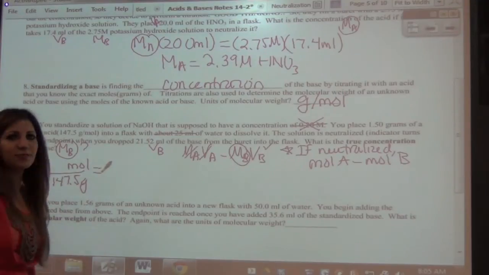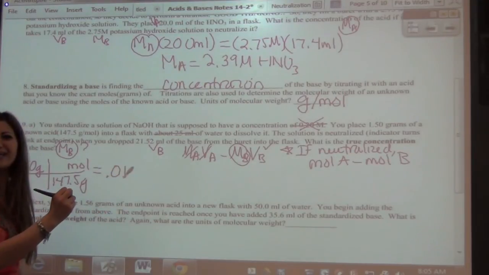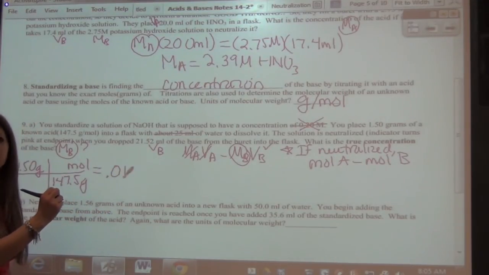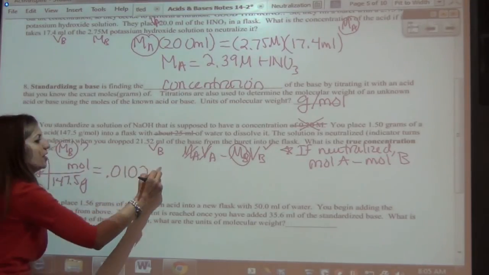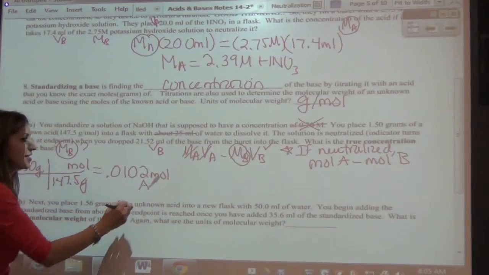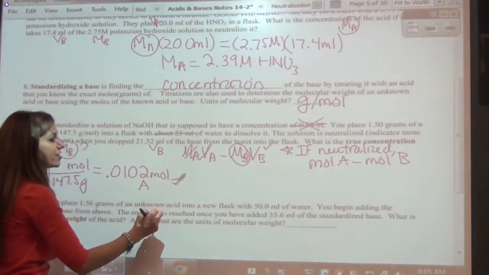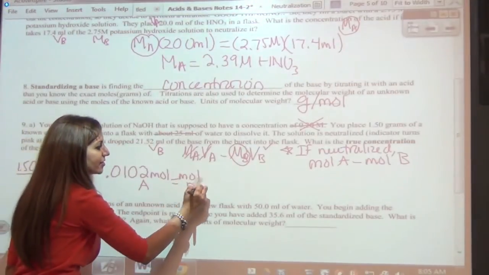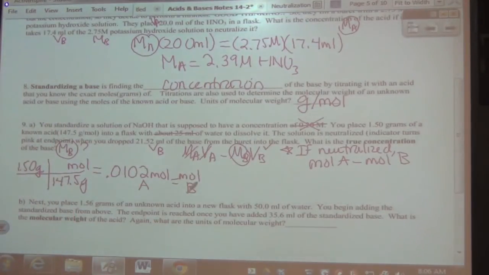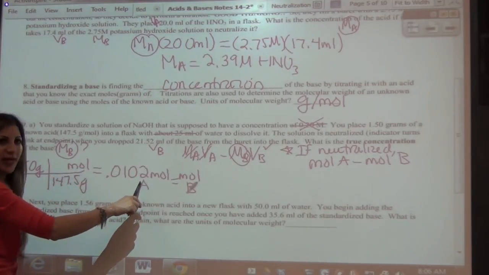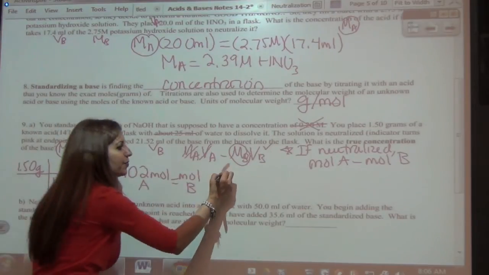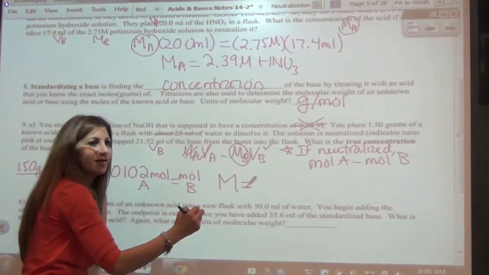So let's divide this. 0.010 what? You need one more number. 0.0102. These are the moles of the acid, which equals the moles of the base. Again, because it's neutralized, they're equal to each other. So I know the volume of my base, and I know the moles of my base. And what is big M equal to?